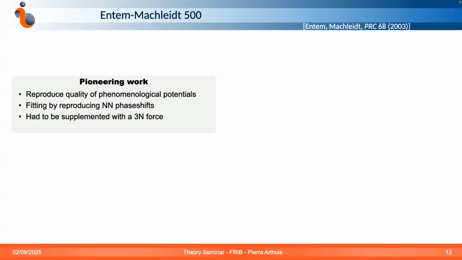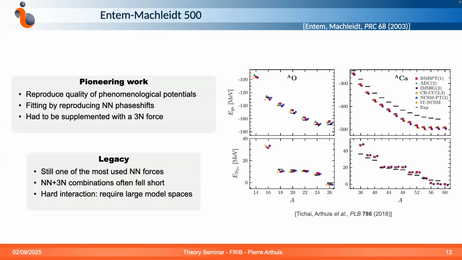The first one that was very largely used, the Entem-Machleidt 500 or EM500. Sometimes you will see it mentioned under just the name N3LO interaction. It was really a pioneering work where the idea was to reproduce the quality of phenomenological potentials, that is AV18, CD-Bonn, by focusing on a very good reproduction of the NN phase shifts. The force was proposed as NN only, which meant it had to be supplemented with a three-body force that you added kind of ad hoc, in a sense, on top of it.